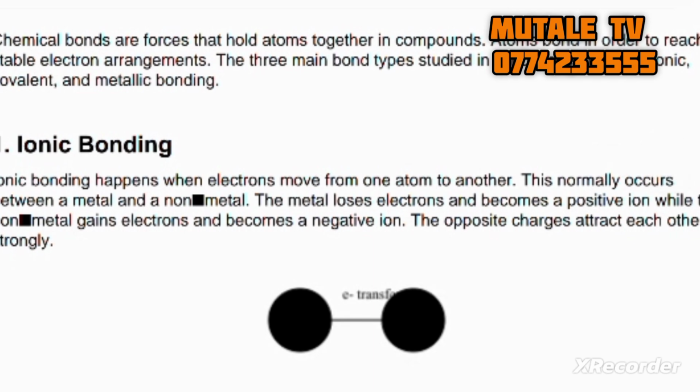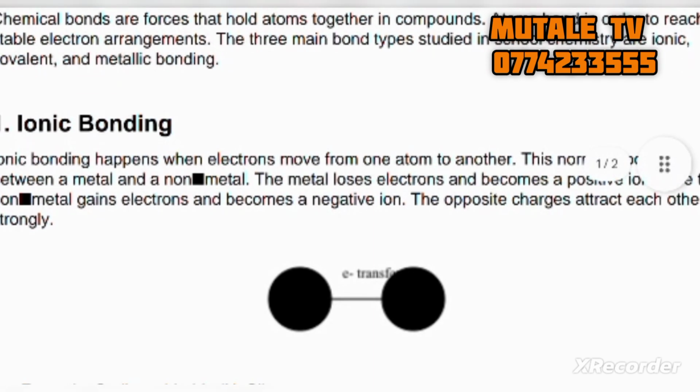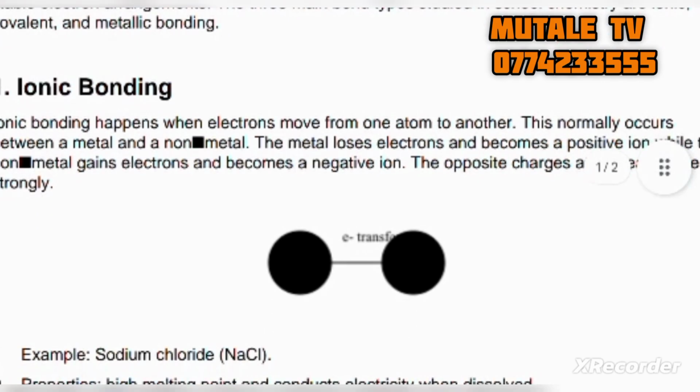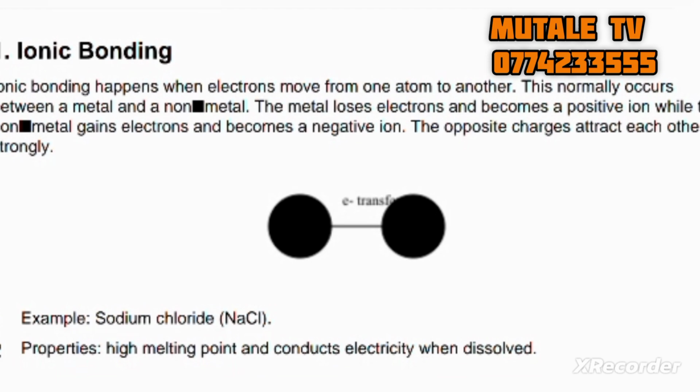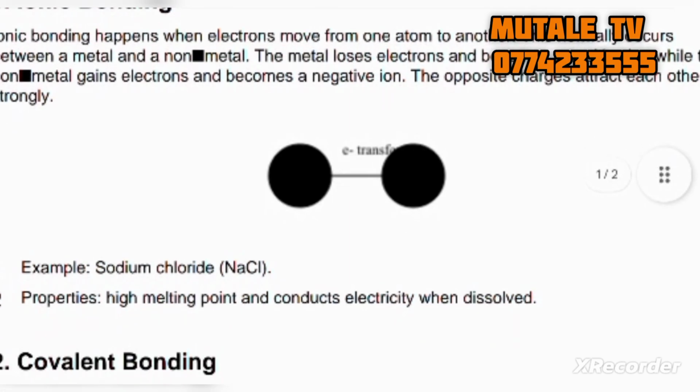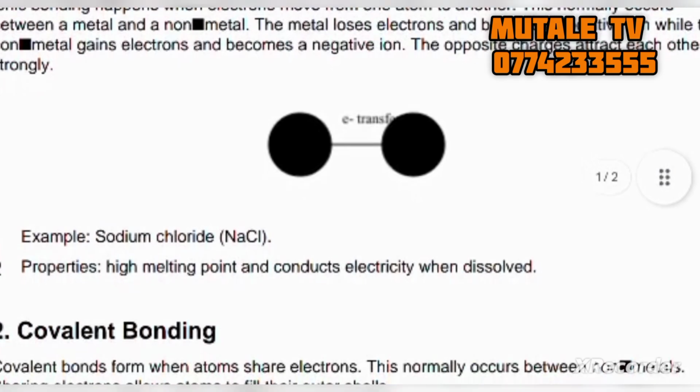Ionic bonding happens when electrons move from one atom to another. This normally occurs between a metal and a non-metal. The metal loses electrons and becomes a positive ion, while the non-metal gains electrons and becomes a negative ion. The opposite charges attract each other strongly.